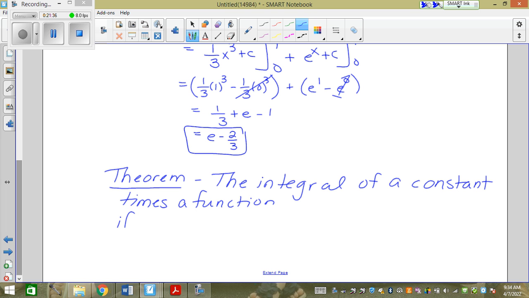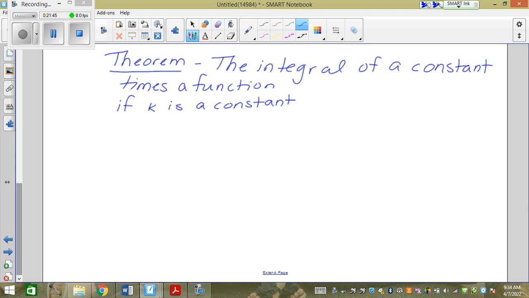So if k is a constant, it could be 2, 3, 4, 75, 82, negative 7, right? If k is a constant, and we have the integral from a to b of k f of x dx, what did I tell you we could do? Yeah, we could go k times the integral from a to b of f of x dx.